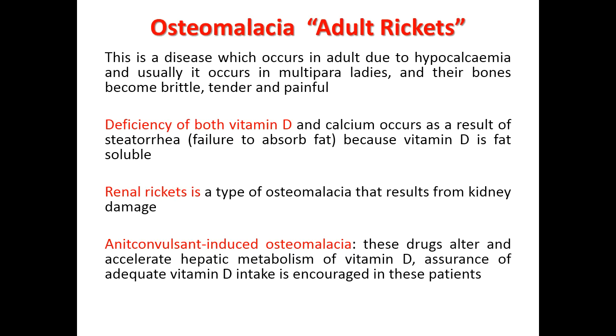So the patient may have deficiency of both vitamin D and calcium that occurs as a result of steatorrhea, which is a failure to absorb fat, because vitamin D is a fat soluble vitamin. We need fat to absorb vitamin D. Or renal rickets, which is a type of osteomalacia that results from kidney damage. A patient with renal failure may have hypovitaminosis D and decreased calcium, hypocalcemia, because of a defect in renal cells, and this is called renal rickets.